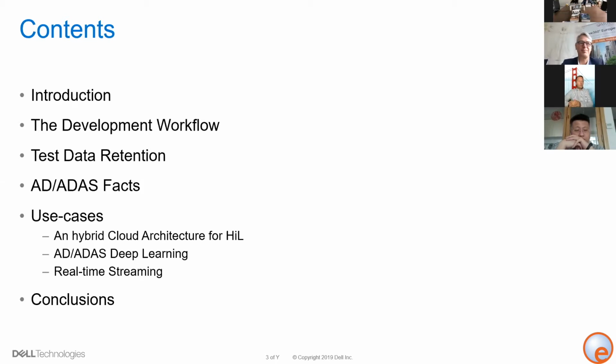The first use case is how to implement or develop a hybrid cloud architecture for AD and ADAS use cases, in this example hardware in the loop. I will talk about a new white paper that we released last Friday, focused on deep learning and artificial intelligence for the development of self-driving cars. I will speak a little bit about real-time streaming, and then I will conclude this talk. I will speak for around 15 to 20 minutes, and feel free to interrupt me if you have questions, or type a question in the Q&A chat, and I will answer after this presentation or in between.